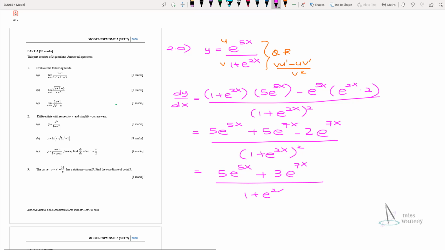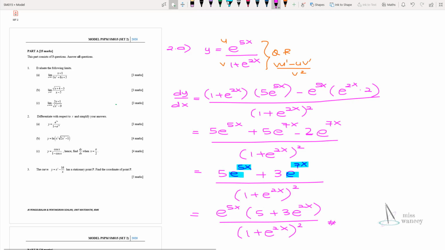Okay, so whenever we want to factorize, normally we first have to see which one has the lowest index. If you compare e to the power of 5x and e to the power of 7x, obviously e to the power of 5x is the lowest, so you can factorize out e to the power of 5x, and then you will have e to the power of 5x times (5 plus 3e to the power of 2x) over (1 plus e to the power of 2x) with a square.